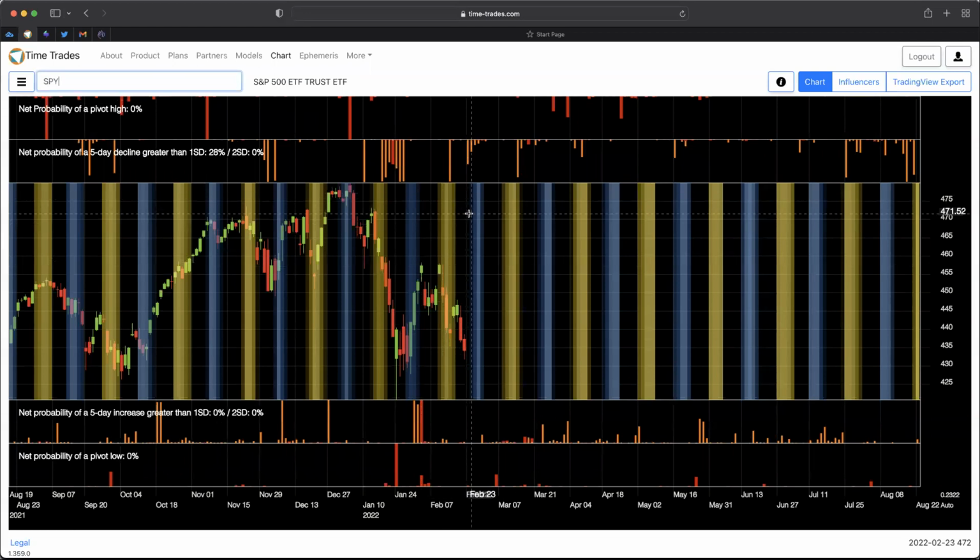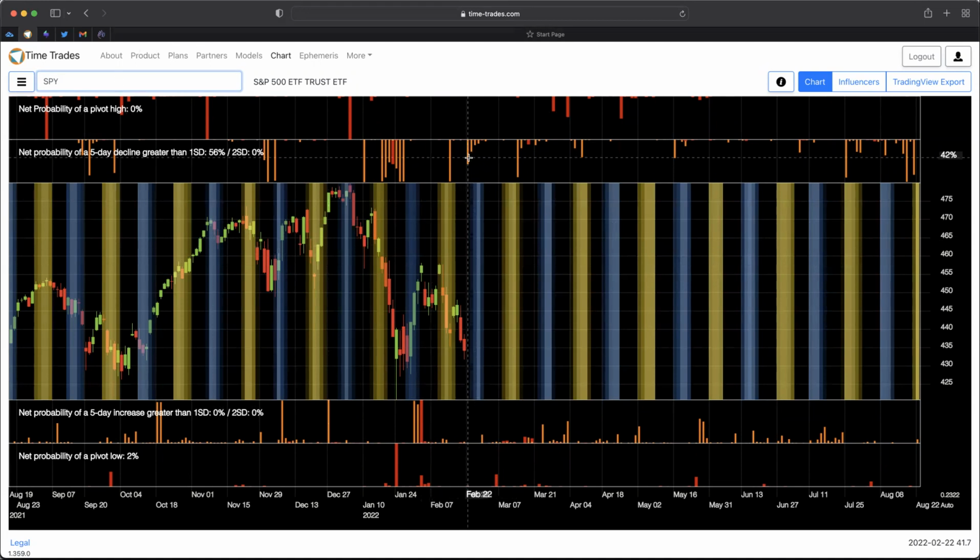Within the Spiders, we've got a similar probability of a move down. In this case, it's a 56% probability on Tuesday, so a higher probability. And we've got a pivot low forecast for March 4th. So it looks like Tuesday is going to be a big down day, but that isn't necessarily the lowest low. We could continue to trend down to the pivot low on March 4th.